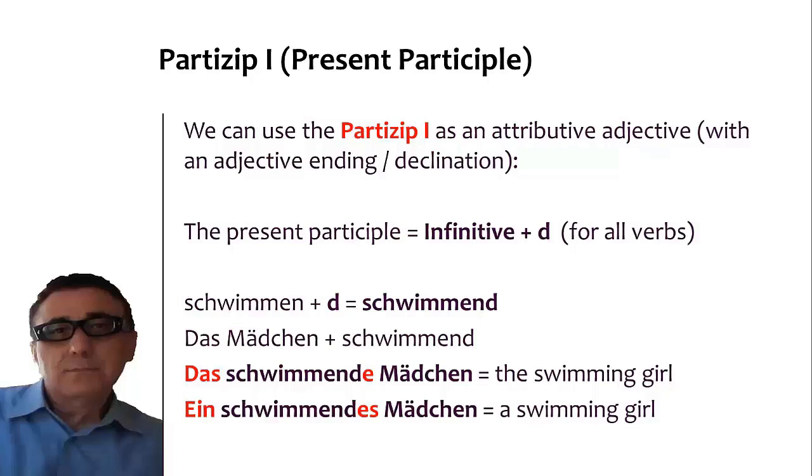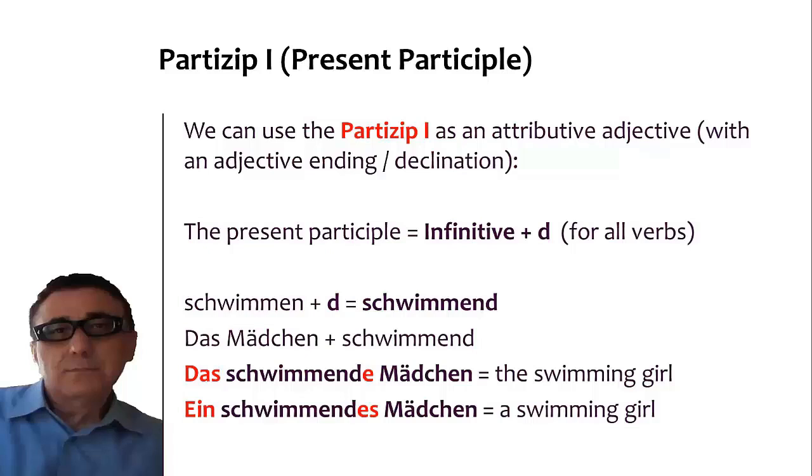We take a D and we have schwimmend. Together, we have das schwimmende Mädchen. The participle schwimmend comes directly between the article das and the noun Mädchen. Das schwimmende Mädchen.